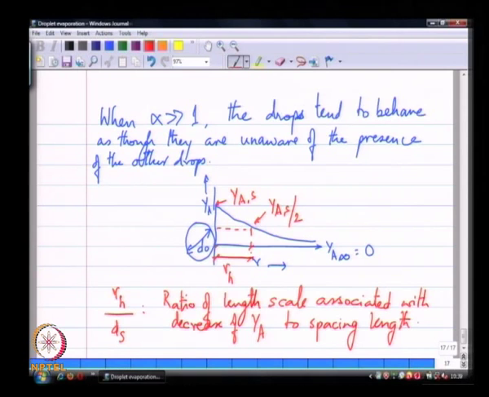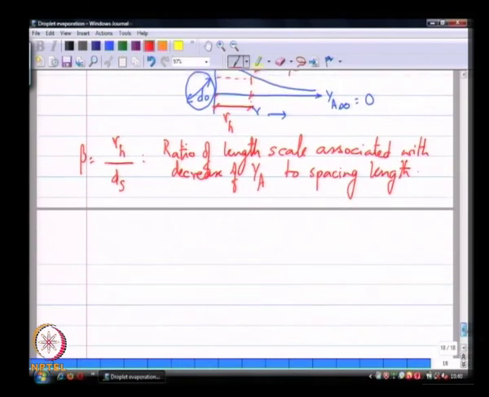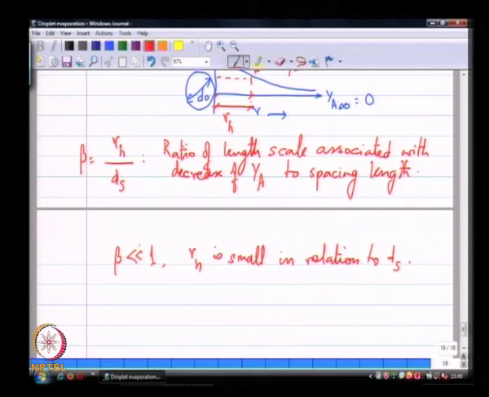So again, this R sub H over dS, I will call this a second ratio, beta. If beta is much less than 1, that means R sub H is small in relation to dS. That is, each drop is again uninfluenced by the presence of the other drops. This is important because when alpha is very large and beta, in this case defined as R sub H to dS, is very small, I have a regime in which I can treat an individual droplet as though it is there by itself.